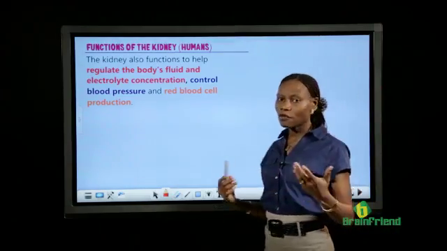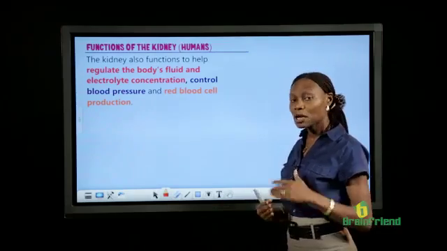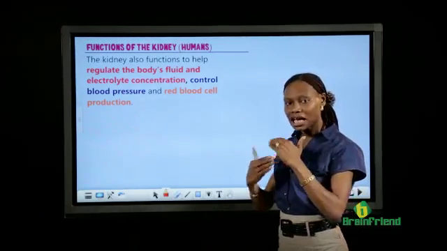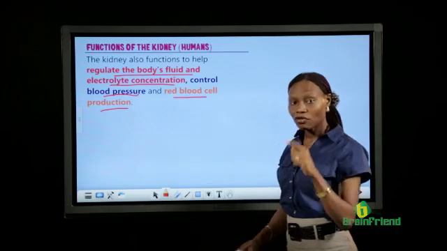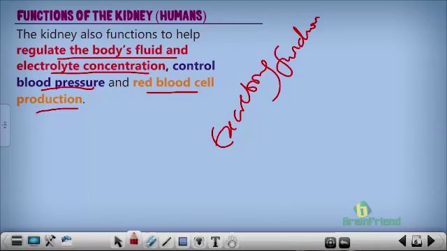We'll look at the other functions of the kidney. Besides the fact that it serves as the excretory organ, it also helps to regulate the body fluid, electrolyte concentration, and control blood pressure. It also functions in the production of red blood cells. But for the purpose of our class today, we are looking at its excretory function.